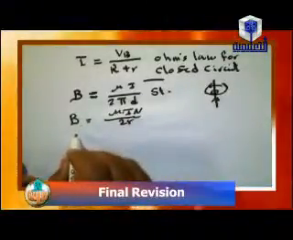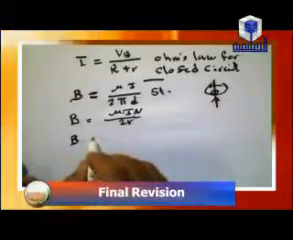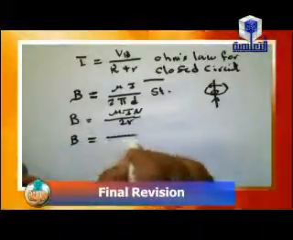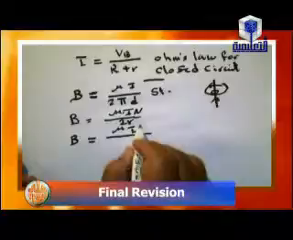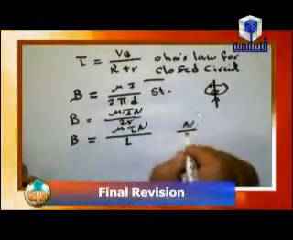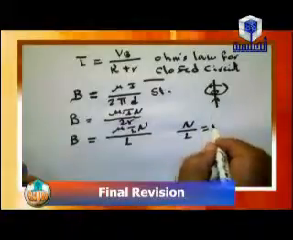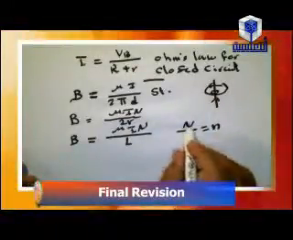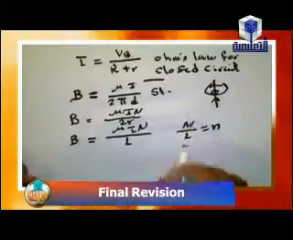Also, we can find the magnetic flux density in a solenoid. B equals mu I N over L. N over L is called the number of turns per unit length, N capital letter over L.